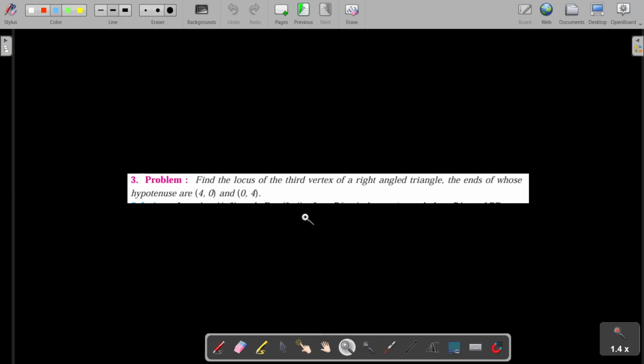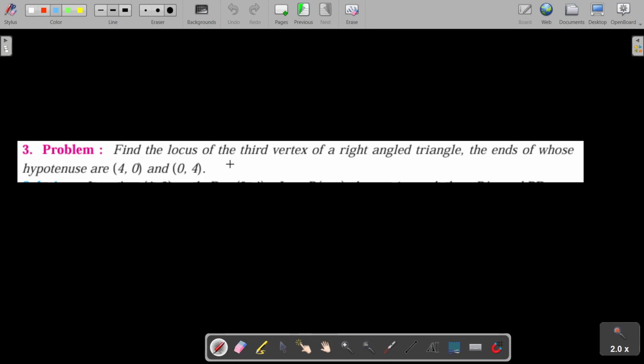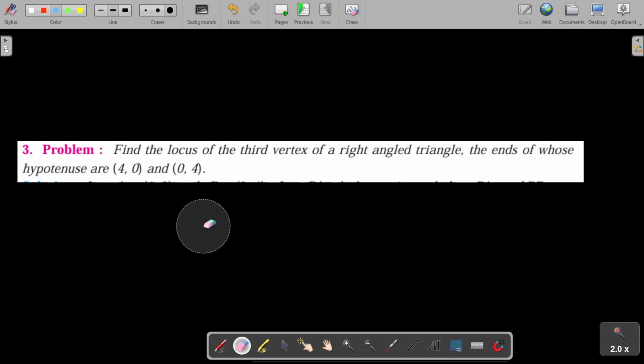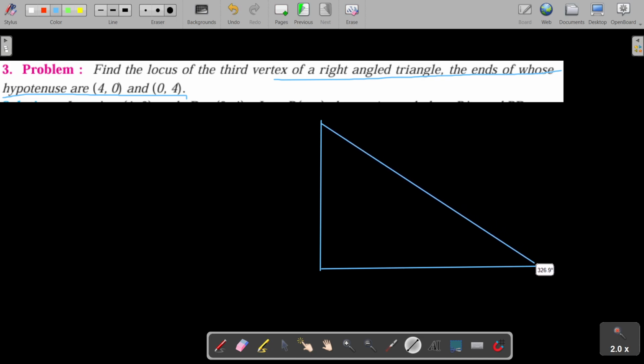Let's do this. Find the locus of the third vertex of the right angle triangle, the ends of whose hypotenuse are this. Let's construct a right angle triangle. This is the base. This is the hypotenuse.